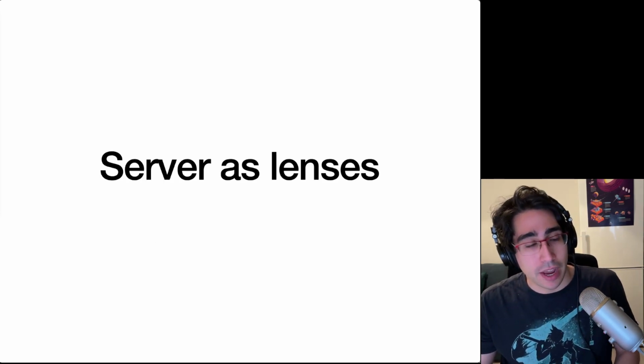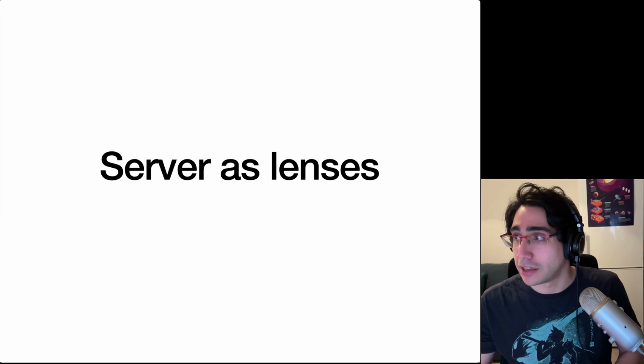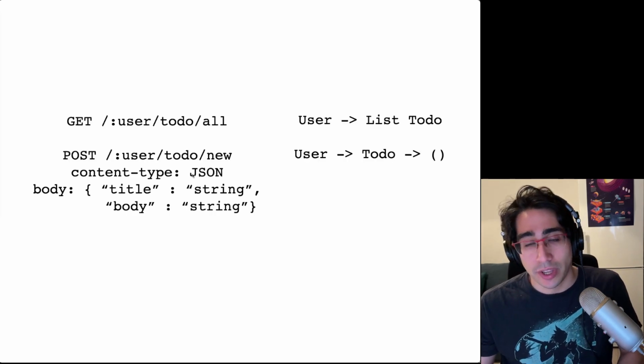Another question is, how can we see a server as a lens? Here's an example of a server that exposes 2 endpoints. The first one is an endpoint that will accept GET requests, and it takes a parameter which is a user ID and the path to-do/all.